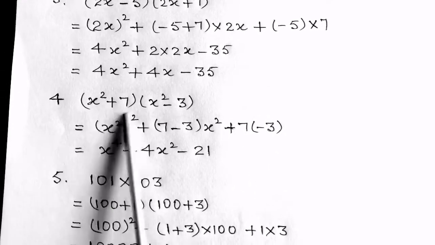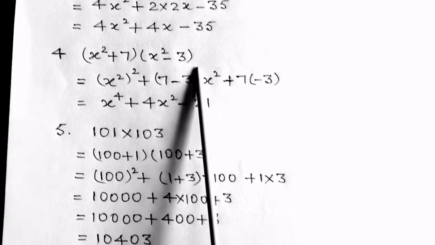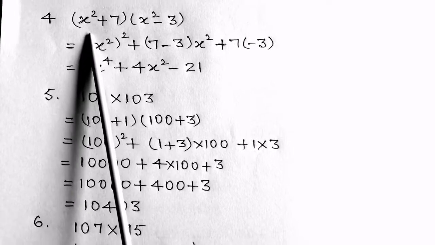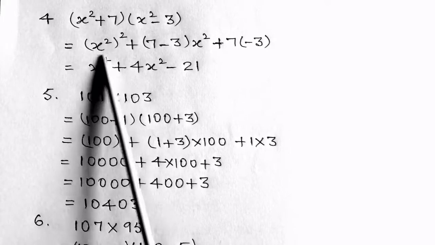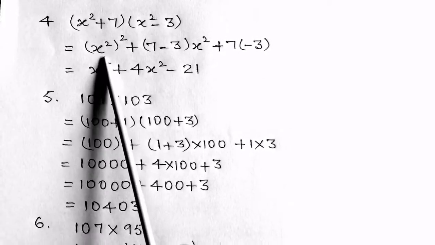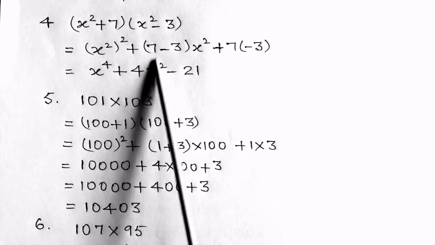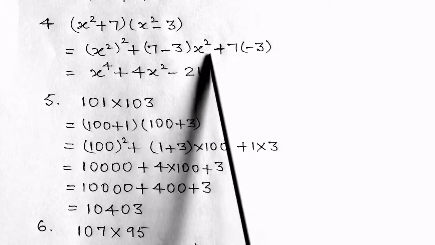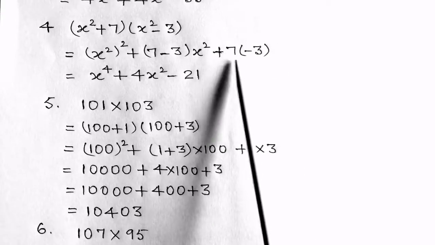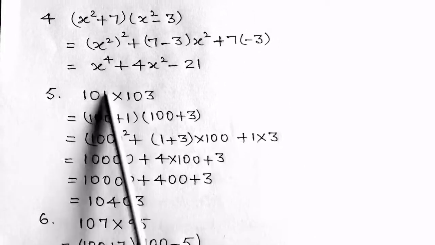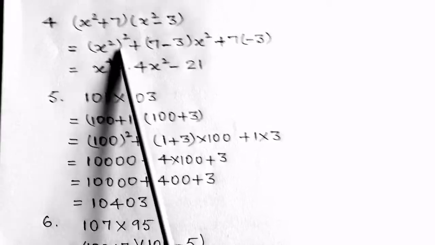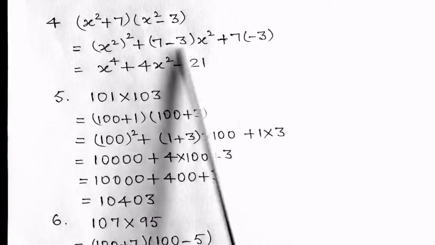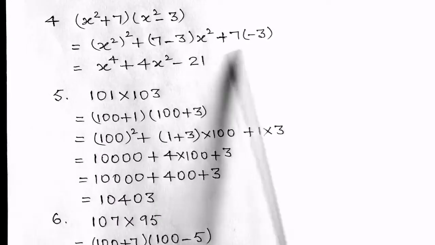Next is (x² + 7)(x² − 3). Now instead of x we are having x², so wherever we have x we'll put x². So square of x², plus what is a? 7 and b is −3. So (7 − 3) into x², plus a into b, that is 7 into −3. The square of x² will be x⁴, as powers get multiplied, and 7 minus 3 is 4, so x⁴ + 4x² − 21.